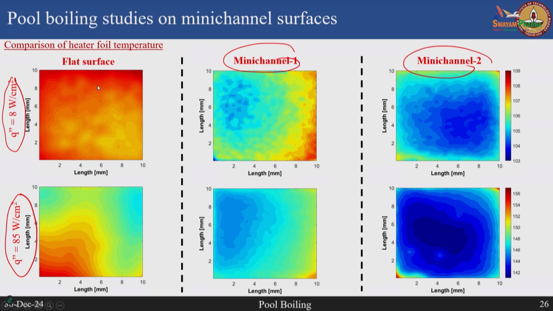And in fact, if we use mini channels, this mini channel having a slightly larger size, we find that we get a much lower surface temperature than what we get with a conventional flat heater. Which means the heat transfer coefficient is even improved by using this kind of surfaces where we have micro channels or mini channels.